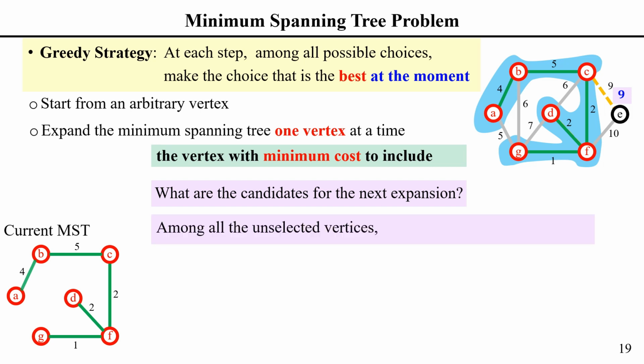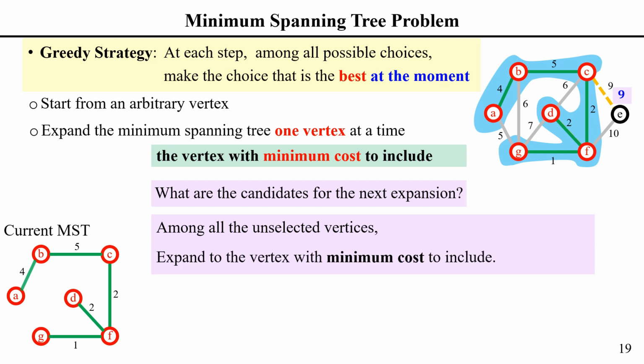Among all the unselected vertices, which is E only, we expand to the vertex with the minimum cost to include, which is E, so we just need to expand to E. But through which edge? E got its cost of 9 through the edge CE. Later on, it had a chance to update its cost from FE with the cost of 10, but it didn't because that cost is higher than 9.